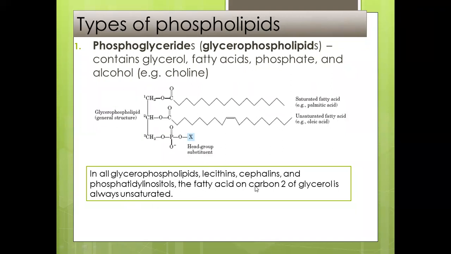The fatty acid on carbon 2 of glycerol is always unsaturated. So in all of the glycerophospholipids, the second fatty acid here is always unsaturated. You can notice here that the first one can be saturated, easily saturated, but the second one is always unsaturated. That's what they observe. Now you have here, and of course, your head group here.